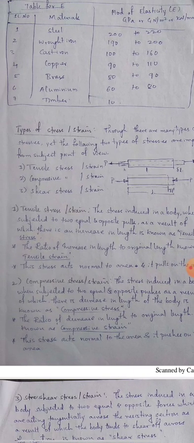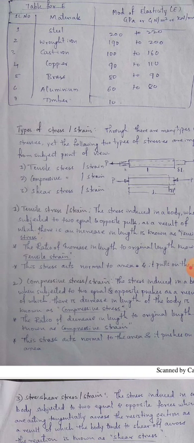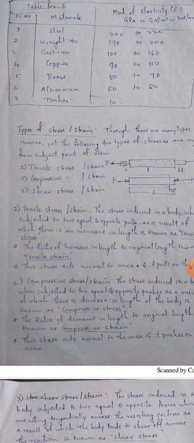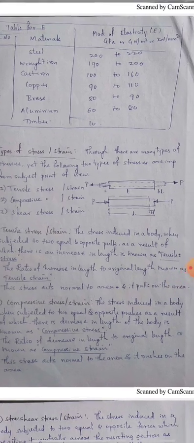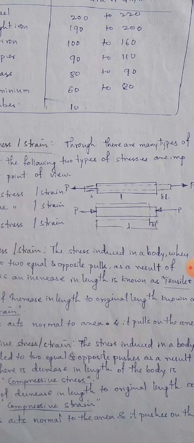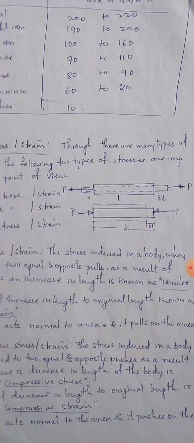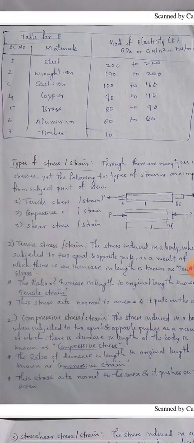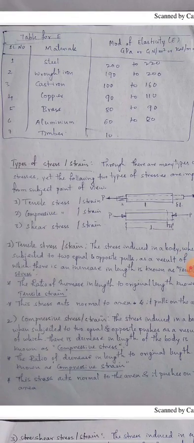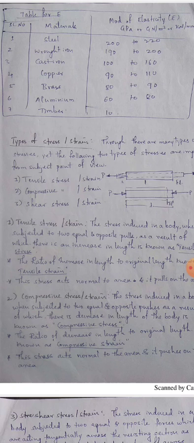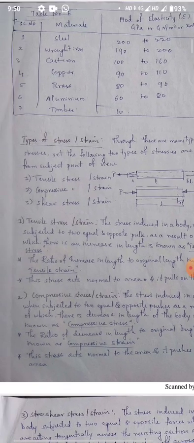First one, tensile stress. The stress induced in a body when subjected to two equal and opposite pulls, as a result of which there is an increase in the length of the body. See here, that is two equal and opposite pulls. Due to tension, there must be a possible increase in the length. Therefore, the ratio of increase in length to the original length is nothing but the tensile strain. This stress acts normal to the area and pulls on the area.